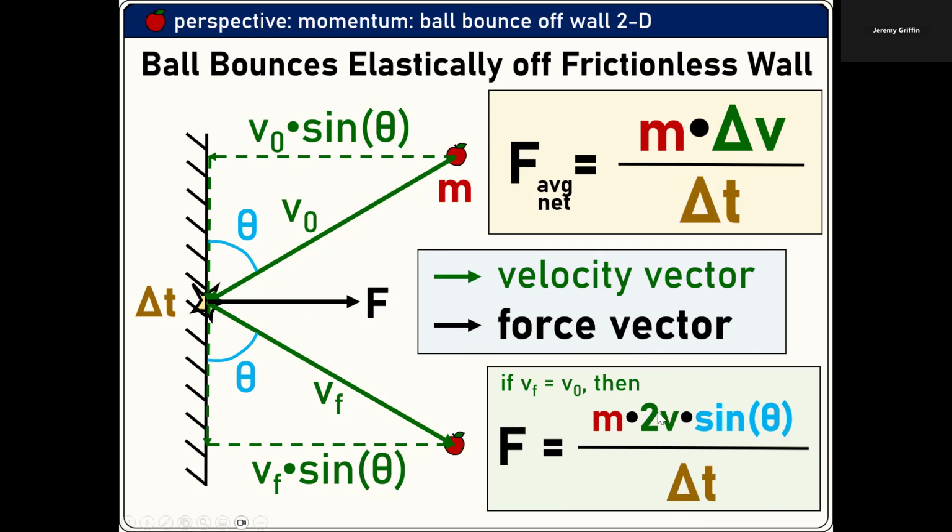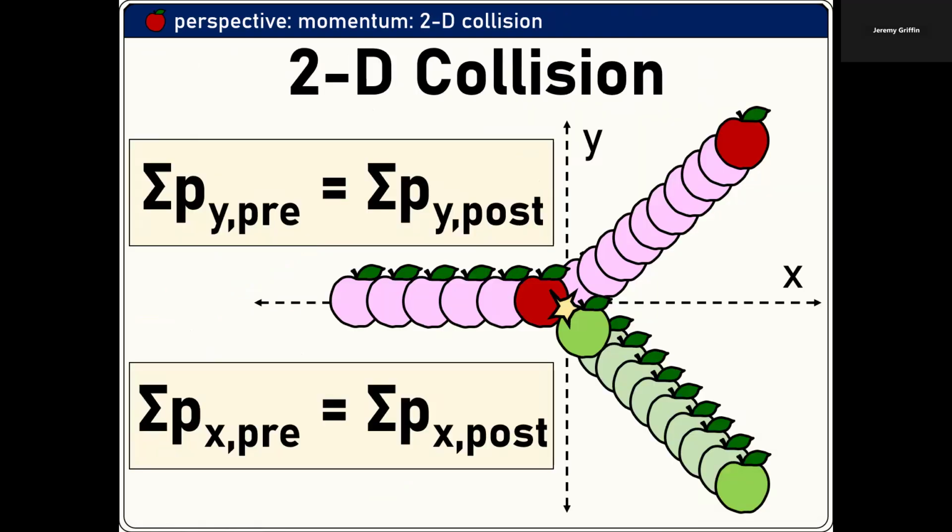Is that where that 2 comes from? Is that why it's 2 right there? Because we have this special scenario, it's perfectly elastic, there's no friction. Right, so kind of a special scenario there. But you can see the general principles.